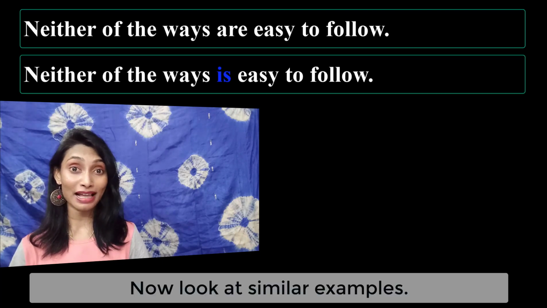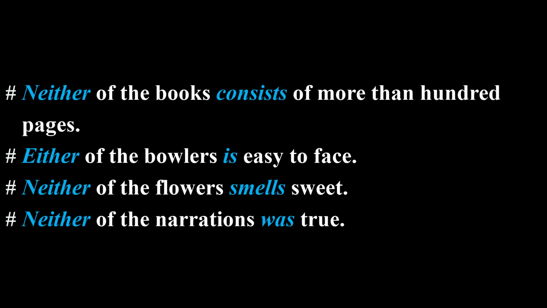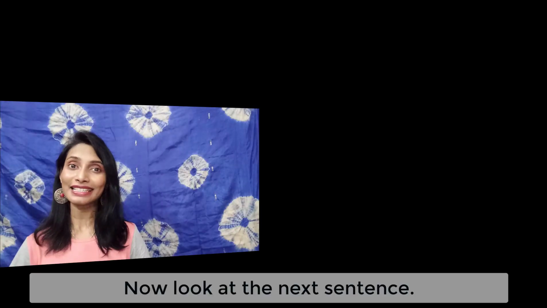Now look at similar examples. Neither of the books consists of more than 100 pages. Either of the bowlers is easy to face. Neither of the flowers smells sweet. Neither of the narrations was true. Now look at the next sentence.